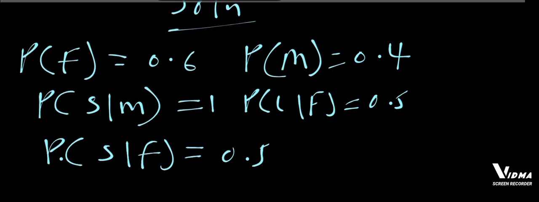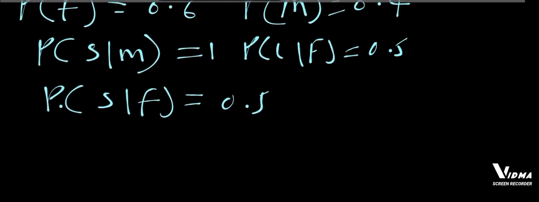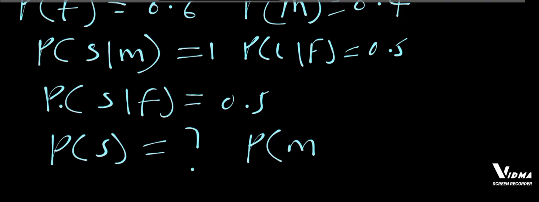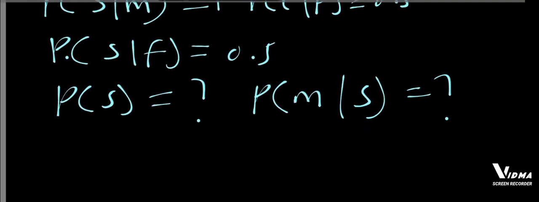And what are they asking us? If a student is randomly chosen, what's the probability that he or she has short hair? And if the student has short hair, what's the probability that he is a male? So the probability that you are a male, given that you have short hair. So these are the two things we have been asked to find. So first of all, what will I ask myself? What is the representation of P of S?